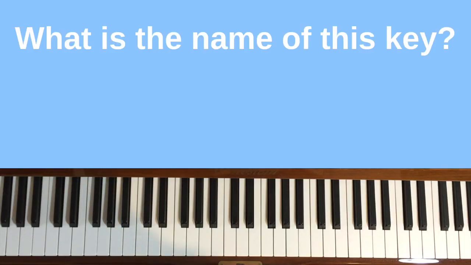Now let me check your understanding. Could you tell me the name of this key? The answer is F. Did you guess the correct answer? The reason why I chose the key F to ask you was because another way to easily recognize the white keys is to know where F is.